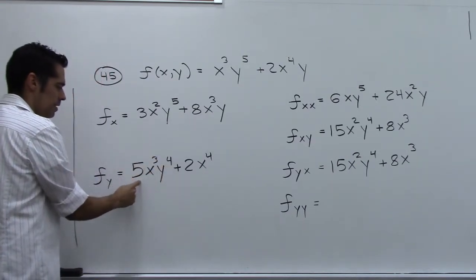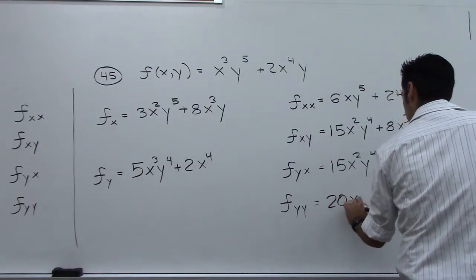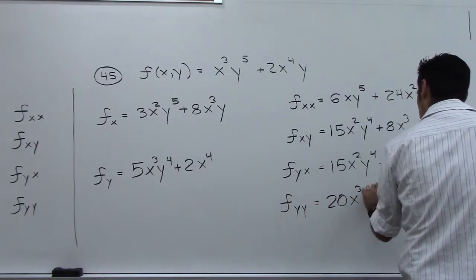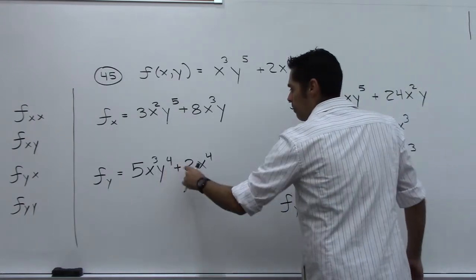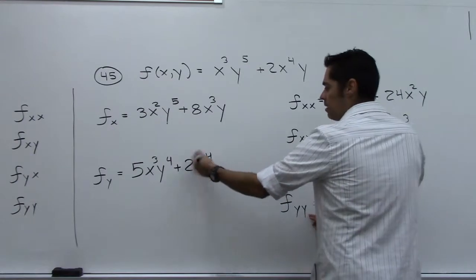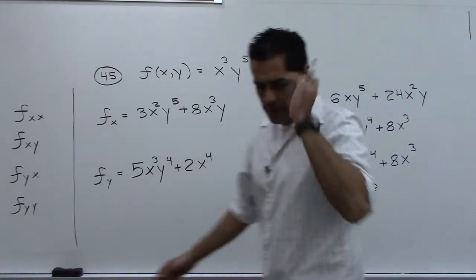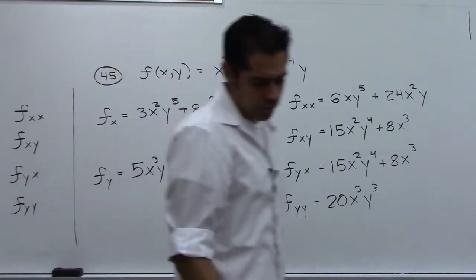The 4 comes out, hits the 5. So we'll get 20x cubed, and then the y is now y cubed because the power came down. Plus, now this is all a constant because we're treating y like the variable, x like the constant. So that's just plus 0. So that's it. Those are your second partials on that.